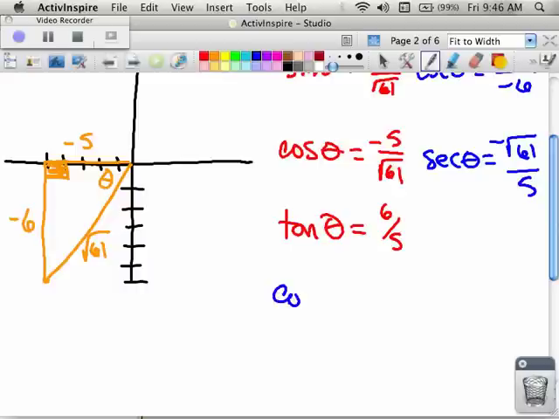So that means that for my cotangent, when I flip, I don't have to worry about a negative in this case. I just get 5/6. No negatives involved.